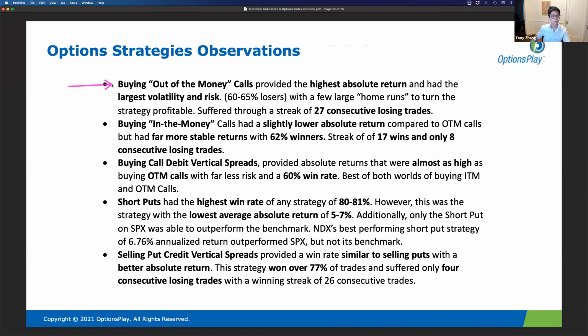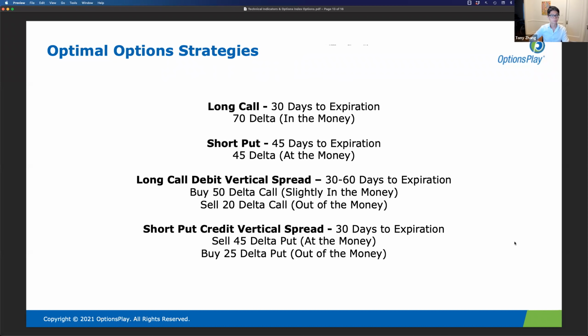Basically, the fact that buying out of the money options have the highest return, in the money had the best win rate. Debit spreads were able to combine the best of both worlds for the out of the money and in the money calls. And when you sold puts, you had a very high win rate but a very low return. You can simply improve that by selling credit vertical spreads on those, for a slightly lower win rate but a much higher bump in terms of performance.